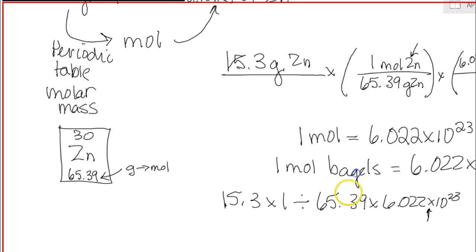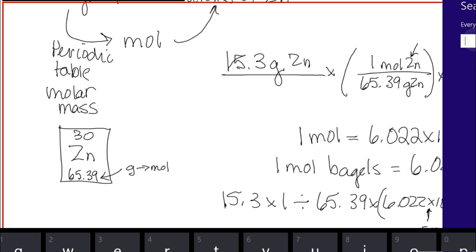I would not use the times button here. I'd use the EE button. If you do not know how to do scientific notation on your calculator, you need to see me, and I need to show you that because you will use it a lot. And then divide it by 1. Okay, so hit the equal sign, and I don't know what that is because I haven't actually calculated it. Let's give it a try.